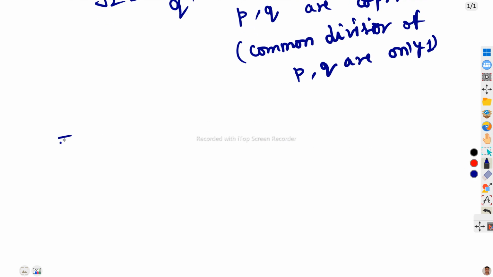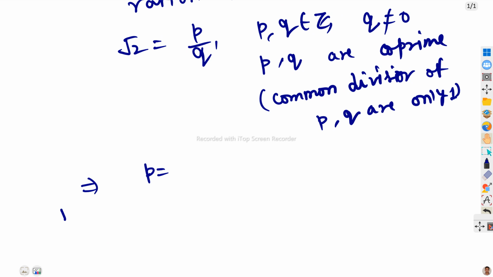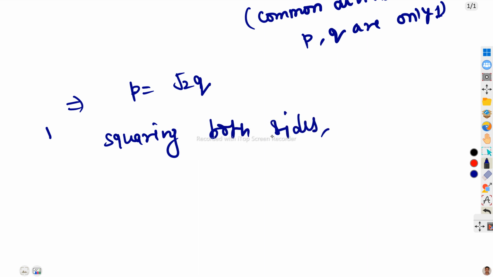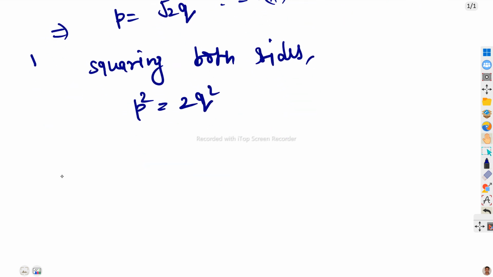Again, we can write the equation square root 2 equals p upon q as p equals square root 2 times q. Squaring both sides, we get p square equals 2q square.